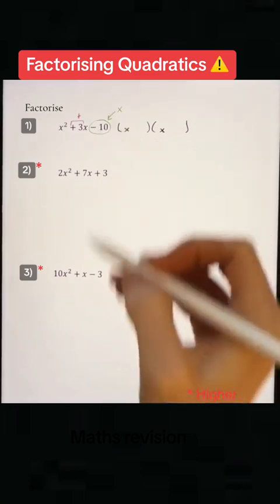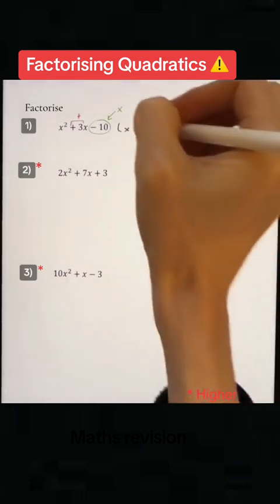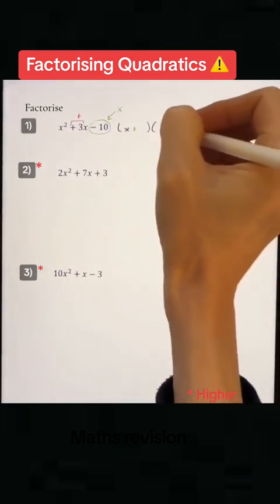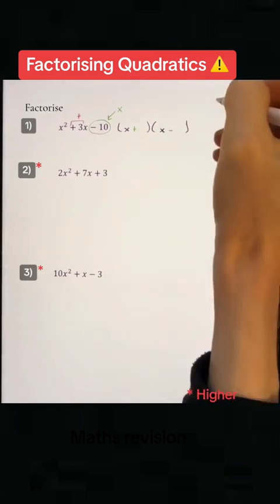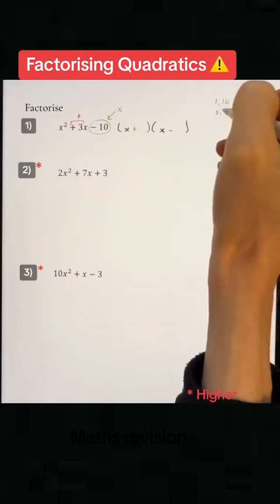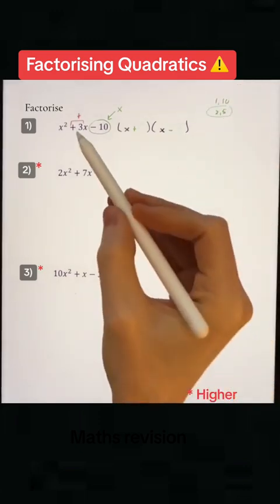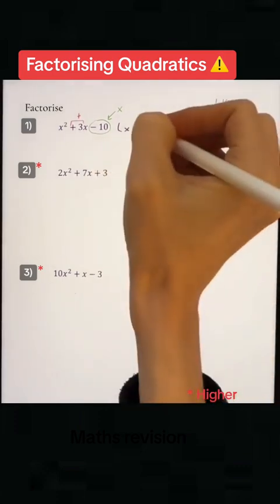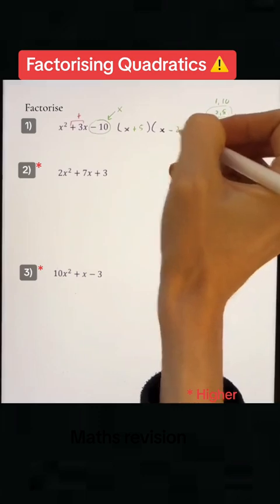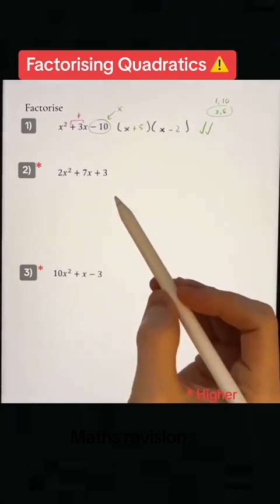Well, the only way to get a negative when multiplying is to have one positive and one negative. The only factors of 10 are 1 and 10, and 2 and 5. Hence, the only pair that's going to work is 2 and 5. As we need to add to give us positive 3, therefore the plus must be with the 5 and the minus with the 2.